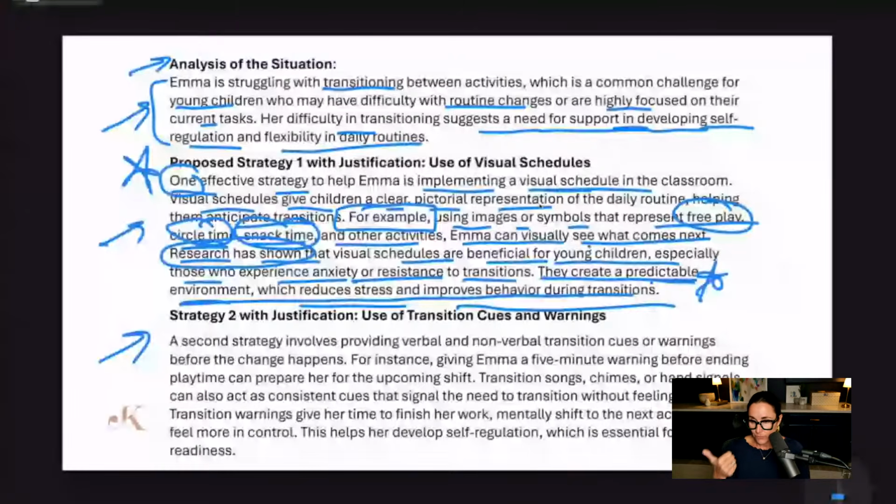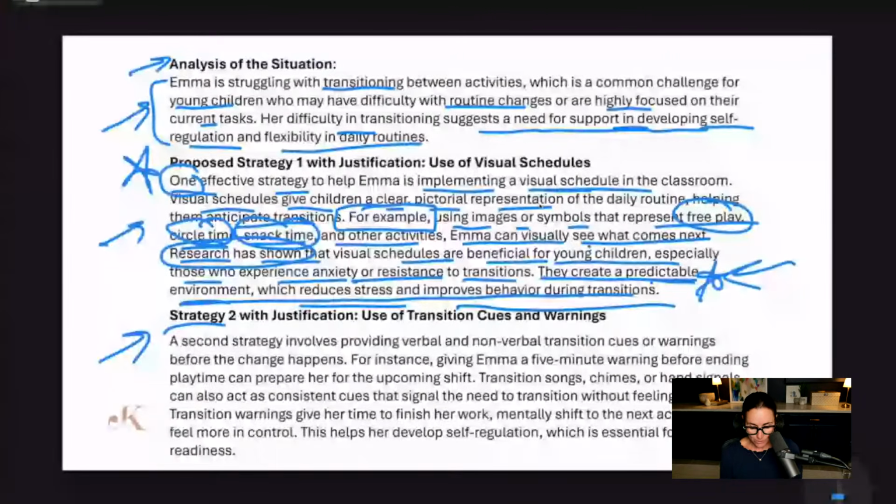Now, visual transitions, explicit instruction, modeling. You might have spaced out and said, oh, I forgot about visual cues. Okay, how about modeling the behavior? That's a research-based strategy. So talk specifically about modeling. And maybe the justification is modeling helps the student see an example, and then the student can mimic that. That's what modeling does. So that would work as well.